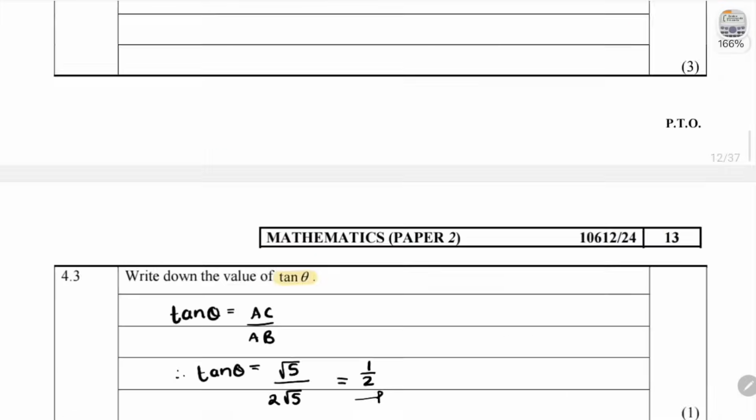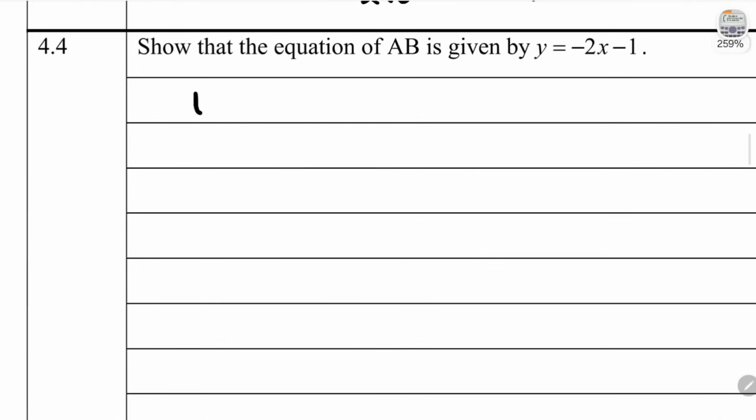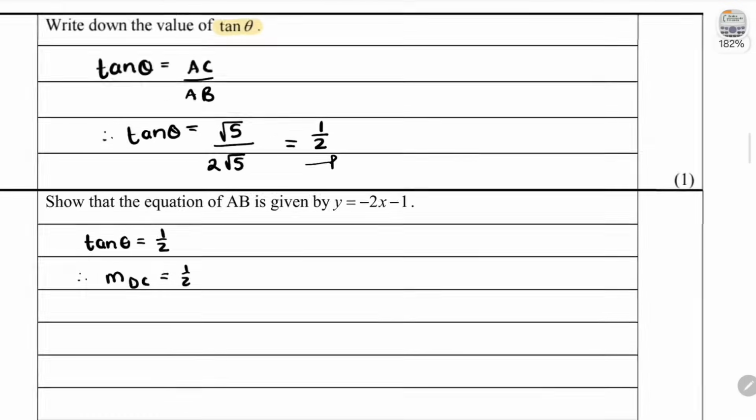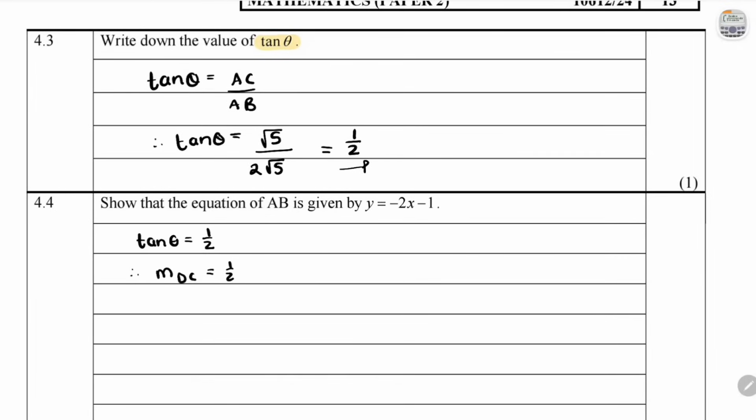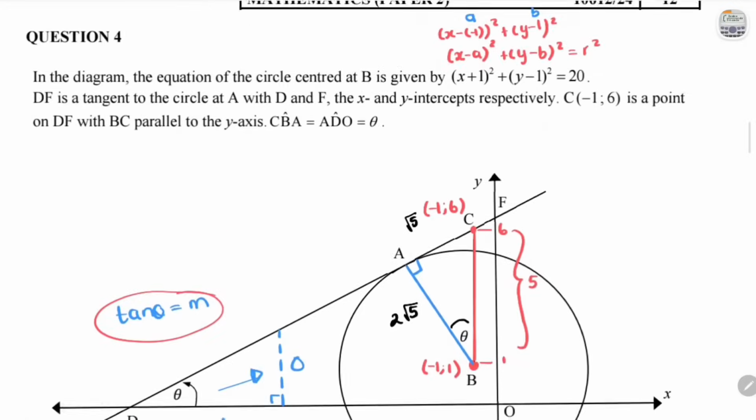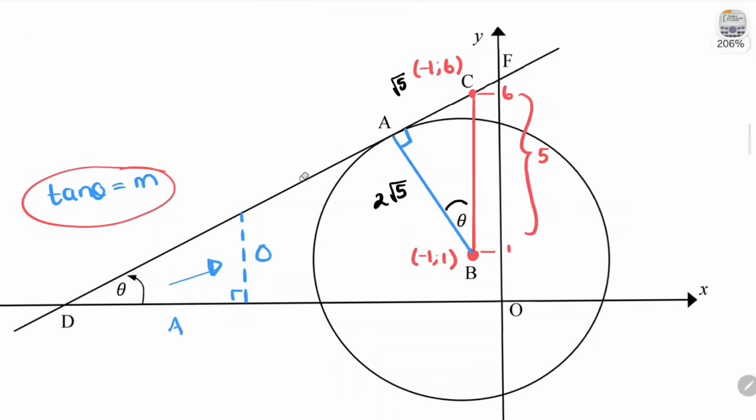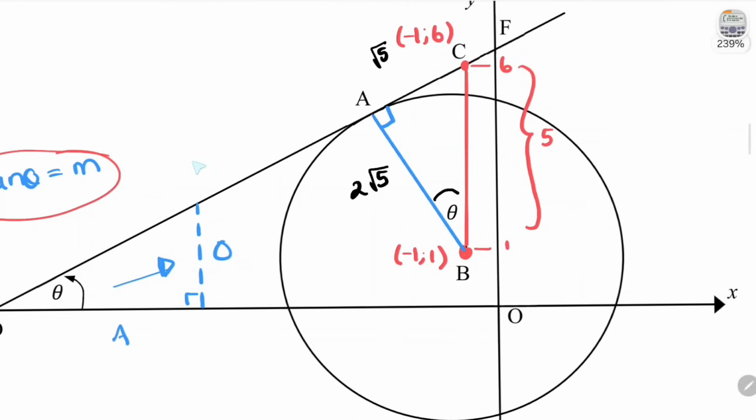Okay, so we're just going to have to tell them all of this. So I will start by saying, well, tan theta is equal to a half. So this means that the gradient of DC is actually a half. And now that we know the gradient of DC, to find the equation of AB, to find that gradient, we can find that by saying this is the line DC, and we know that DC is perpendicular to AB at this point A. So we're going to say the gradient of that tangent multiplied by the gradient of this radius will give us -1. So we're using that property of the gradients of perpendicular lines.